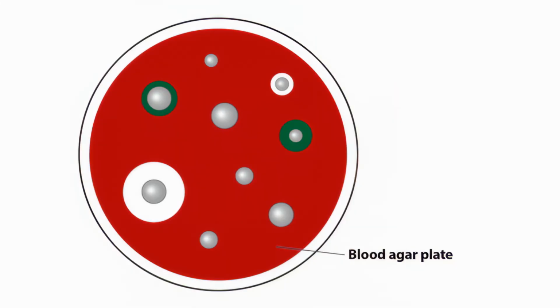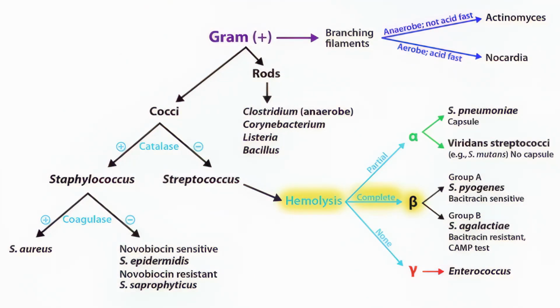For the catalase negative bacteria, the microbiology lab will frequently provide a description of the bacteria's ability to hemolyze blood agar. If there is complete hemolysis of the blood agar, there will be a clear ring around the bacterial colony, and this is called beta hemolysis. 2 types of strep usually cause beta hemolysis, group A strep and group B strep. Group A strep, also known as strep pyogenes, causes strep throat.